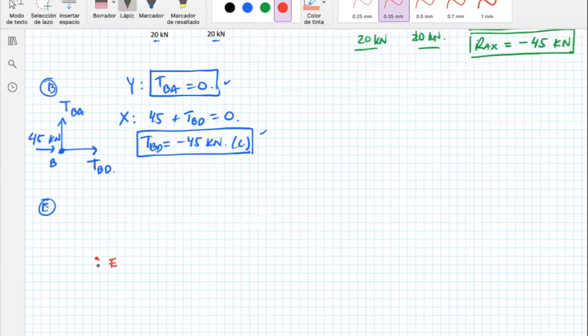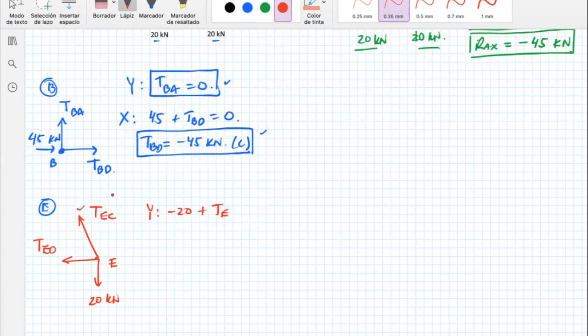This is E. So you have a 20 kilonewton load going down. Then you have TED here, you don't know this truss member, and then you have TEC, which goes to C. Now let's go with the Y. For the Y part, I have minus 20 going down, and I have plus TEC.